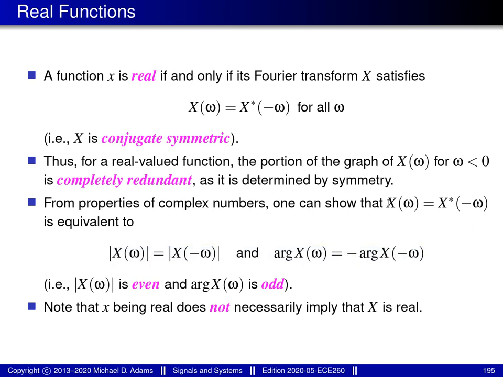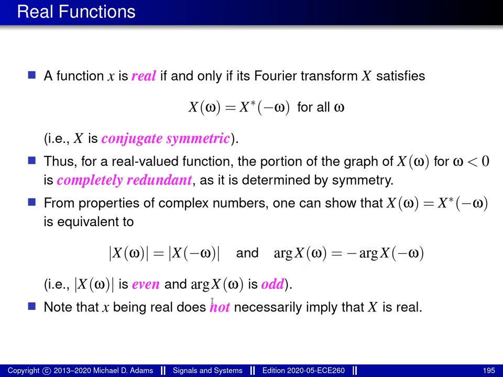In particular, if we take the magnitude of both sides of this equation, this yields the first relationship, this one here, which essentially says that the magnitude of the Fourier transform is even. And if we take the argument of both sides of this equation, this gives us the second relationship, this one here, which effectively says that the argument of the Fourier transform is odd.